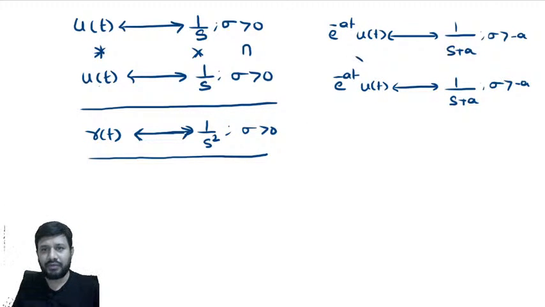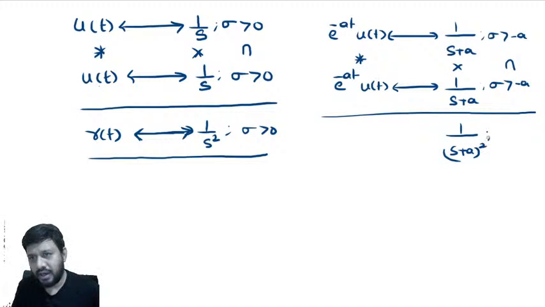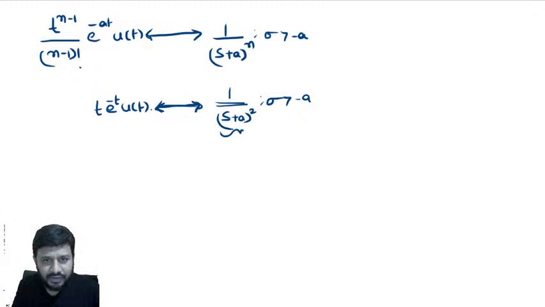Now convolve these two signals in time domain. If you are convolving in time domain, multiply in S domain, and for the ROCs take the intersection. If I multiply the Laplace transforms, we get 1 by s plus a whole square, ROC sigma greater than minus a. Just now, at the start of the class, we saw the inverse of 1 by s plus a whole square. It is t e power minus a t u of t.